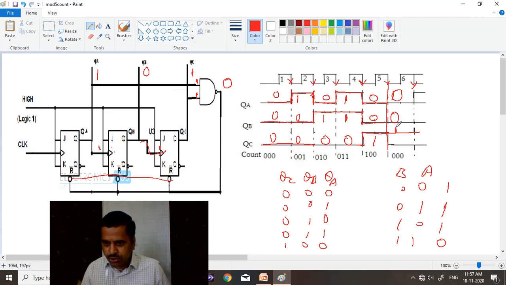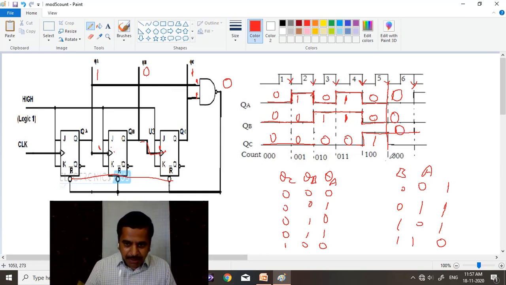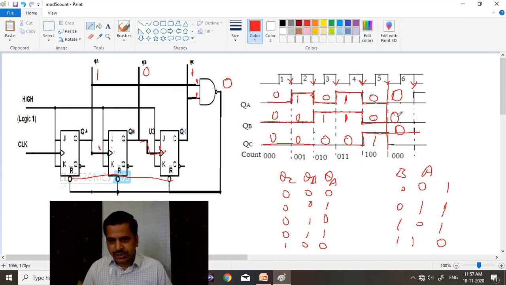It also will not go to 1, it is 0. So after the end of the fifth clock cycle, or the application of the fifth clock cycle, the output becomes 0, 0, 0. It resets to 0. So it terminates the count after reaching the four count.